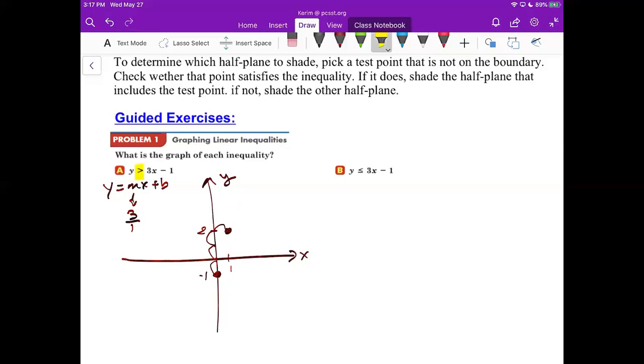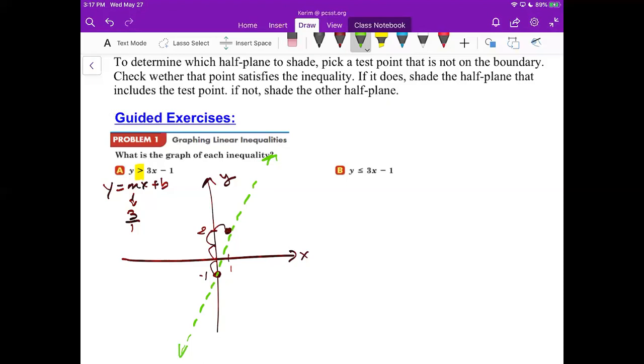If I have greater than or less than, one of them, then I have a dotted line. Remember, greater than and less than is an open circle, not included, same thing. Dotted line means the line is not included in the solution. So I'm going to connect the points with a dotted line, and then I'm going to decide which side I'm going to shade.